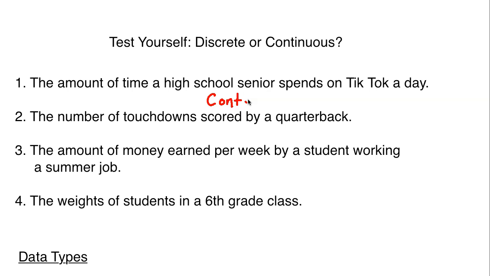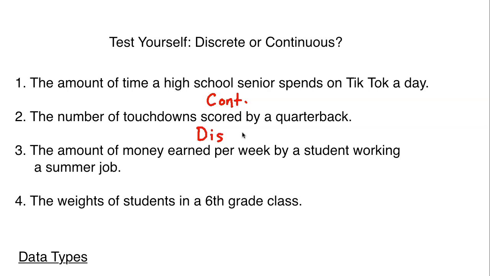All right, number two, the number of touchdowns scored by a quarterback. This one would fall under discrete. The reason is that when we look at a football game or something of that nature, touchdowns simply count as a touchdown. This quarterback has made 1 touchdown, 3 touchdowns, 5 touchdowns, 0 touchdowns, right? But you don't have 2.5 or 3.7 touchdowns or something of that nature.